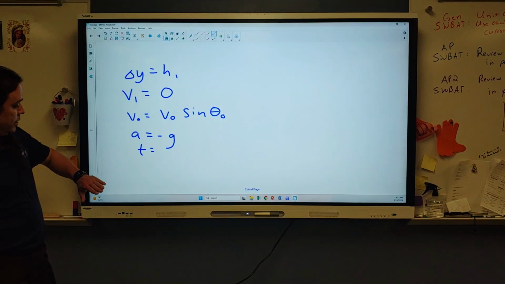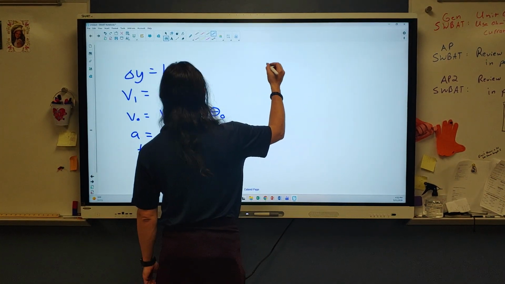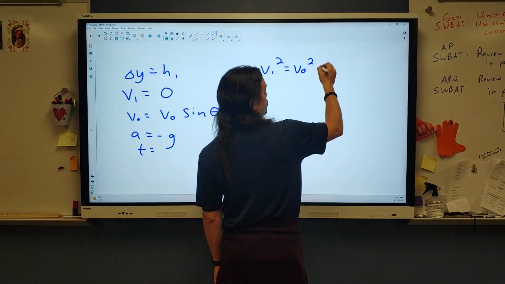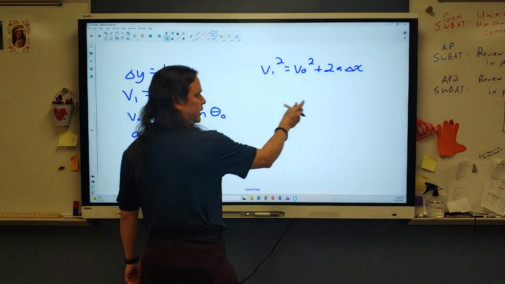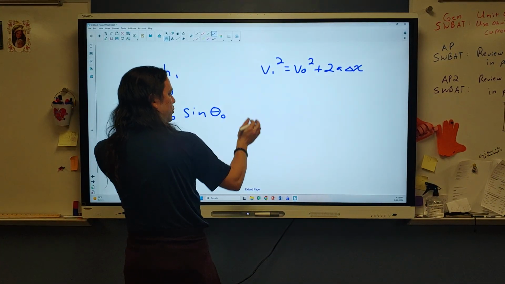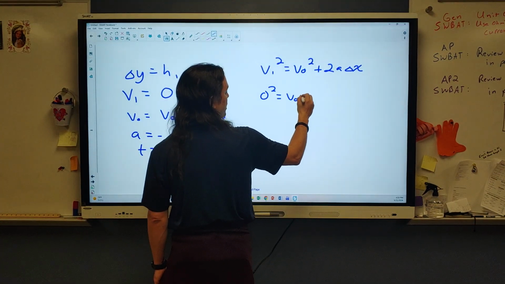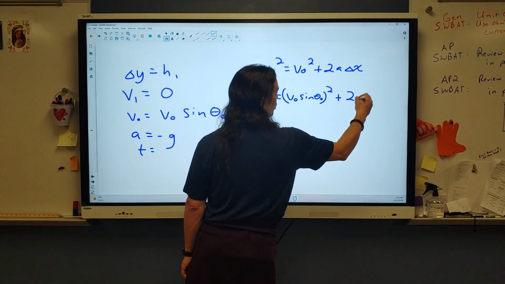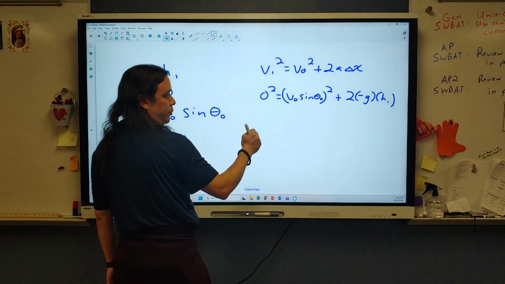Using the rules that we learned in kinematics, time is something that we do not have and do not want. So I would go to my AP equation sheet and I would get the equation that looks like this: V final squared equals V initial squared plus 2a delta x. I believe they write it slightly differently, and they usually have the delta x as x final minus x initial. In my class, we simplify that a little bit, but this is the main equation that you're actually using. V final is 0 squared equals V naught times sine theta naught, quantity squared, plus 2 times negative g times h1. This should get us the first point, as we'll see in just a moment.